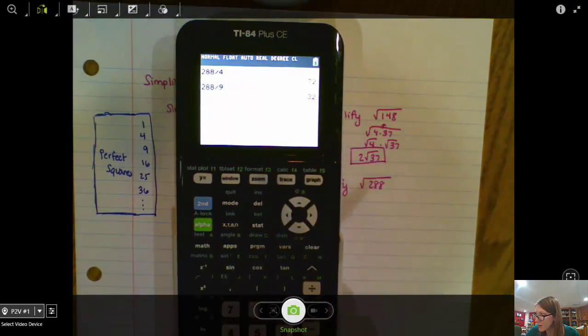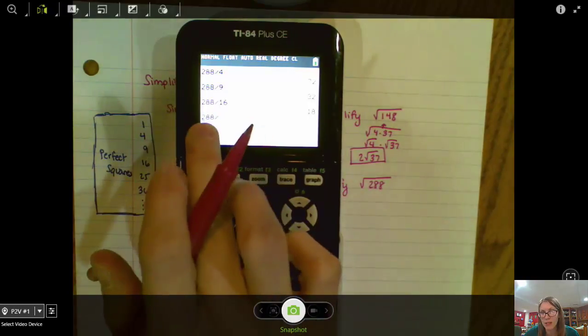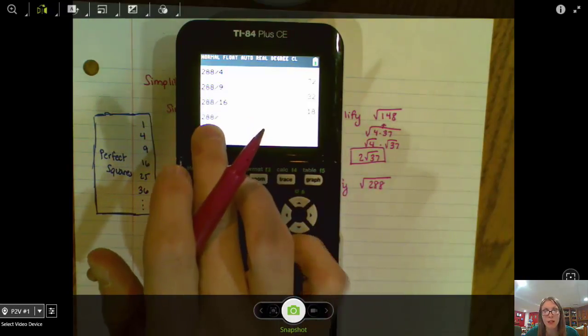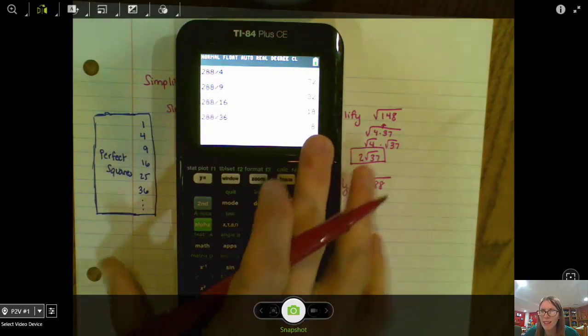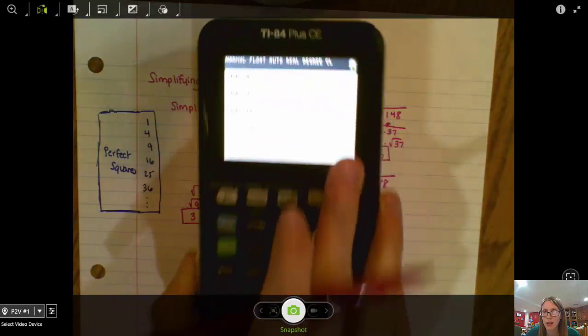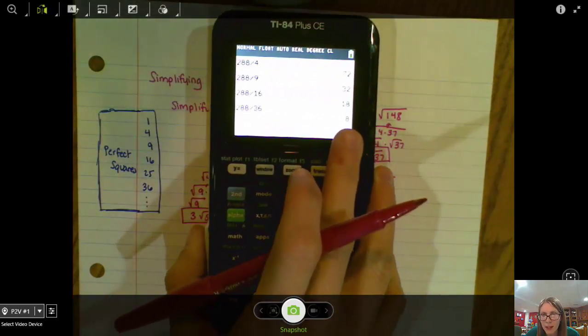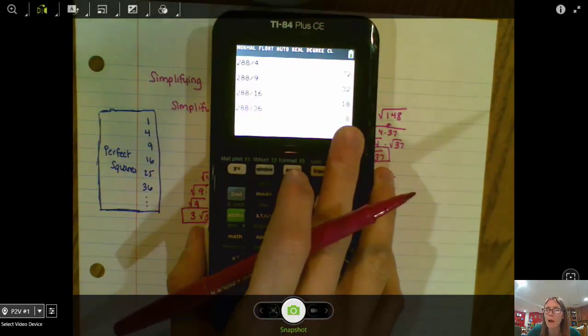So 288 divided by 9. Okay, 32. Let's see if I can get any bigger. 288 divided by 16. Okay, 288 divided by, well, it's probably not going to be 25 because this doesn't end in double zeros or a multiple of 25. Divided by 36. All right, let's work with this. If you can't see this on my calculator, it says 288 divided by 36 is 8.